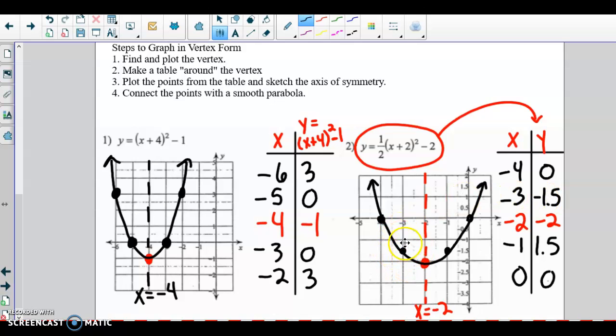Then I knew because of symmetry, if there was a point here at negative 3, negative 1.5, there's going to be a buddy point over here, a symmetric point at negative 1, 1.5. Oh, sorry, that should be a negative 1.5. Let me fix that.